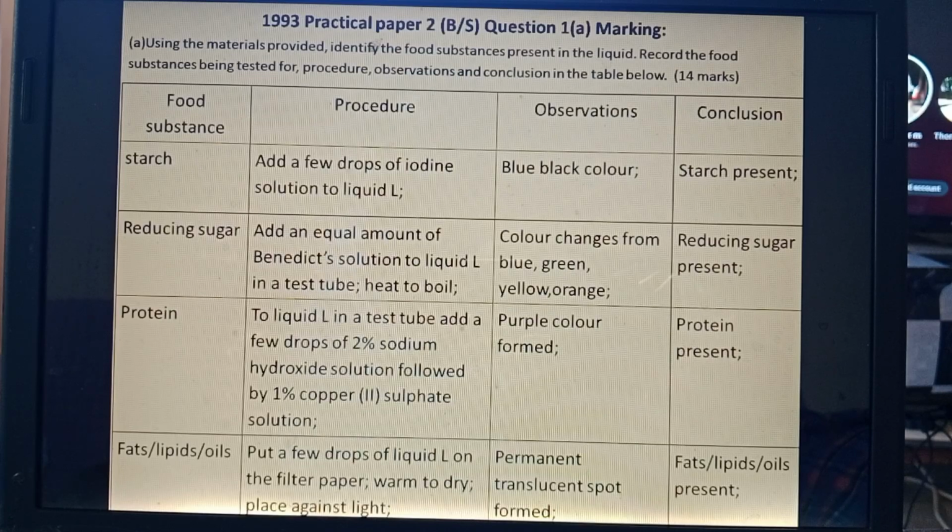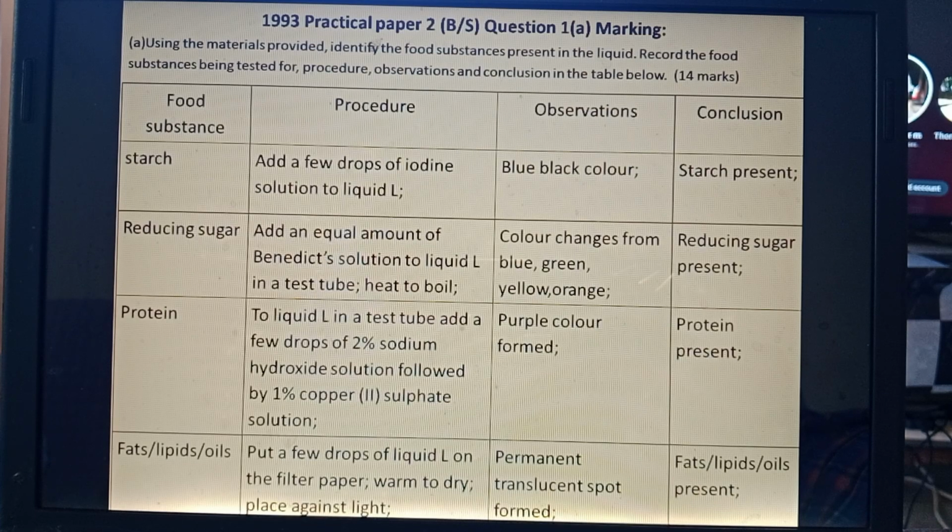So, we come to the way you are supposed to mark. Question 1. Where you are given the materials provided, you identify the food substance, the liquid L, the food substances tested, procedure, observation, and conclusion. And so the food substance being tested was a starch, reducing sugar, protein, fats, or lipids, or oils.